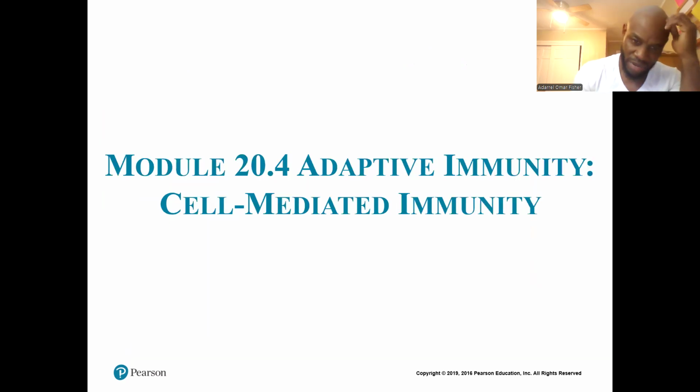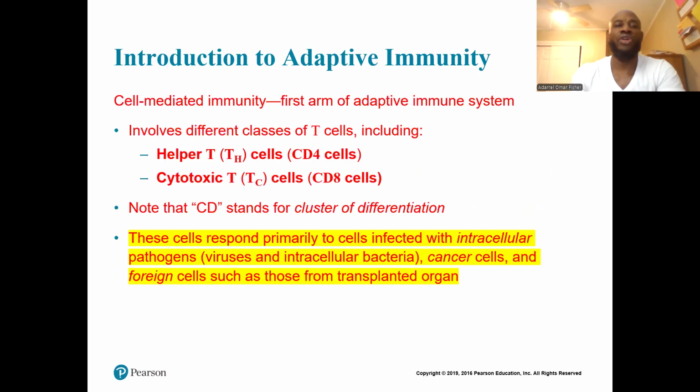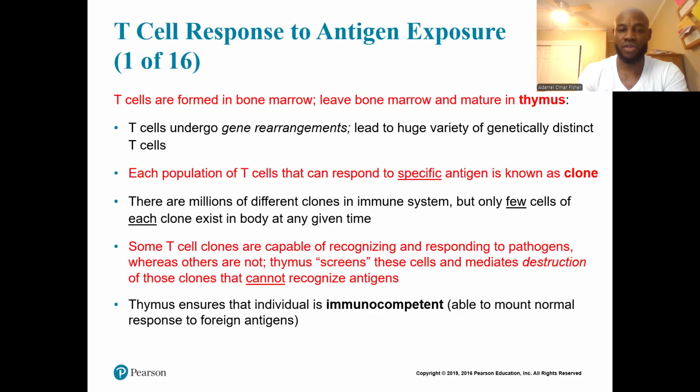And then we have what is called adaptive immunity. Right? So cell-mediated immunity involves helper T cells and cytotoxic T cells. These cells respond primarily to cells infected with intracellular pathogens, cancer cells, and foreign cells. T cells are formed in the bone marrow. They leave the bone marrow and mature in your thymus. Remember that as we age, our thymus becomes less functional.